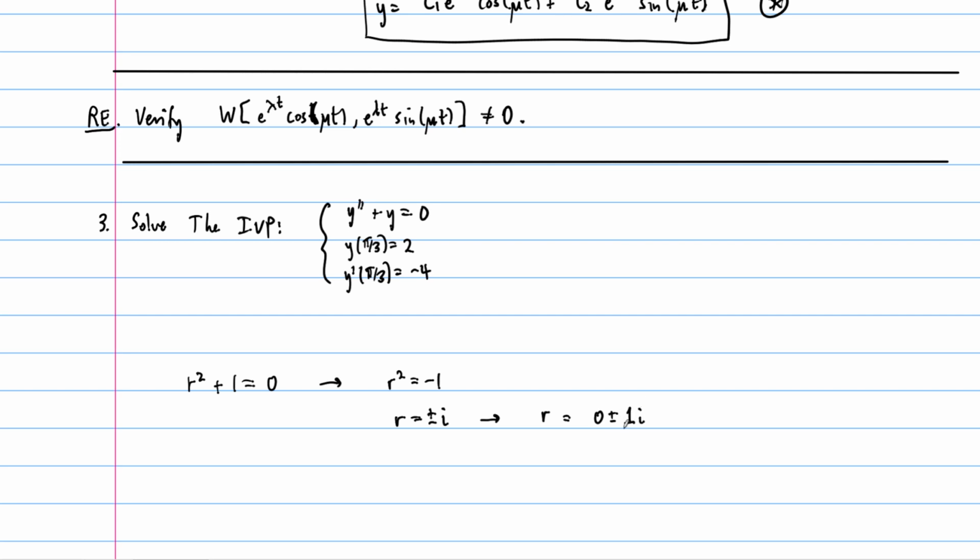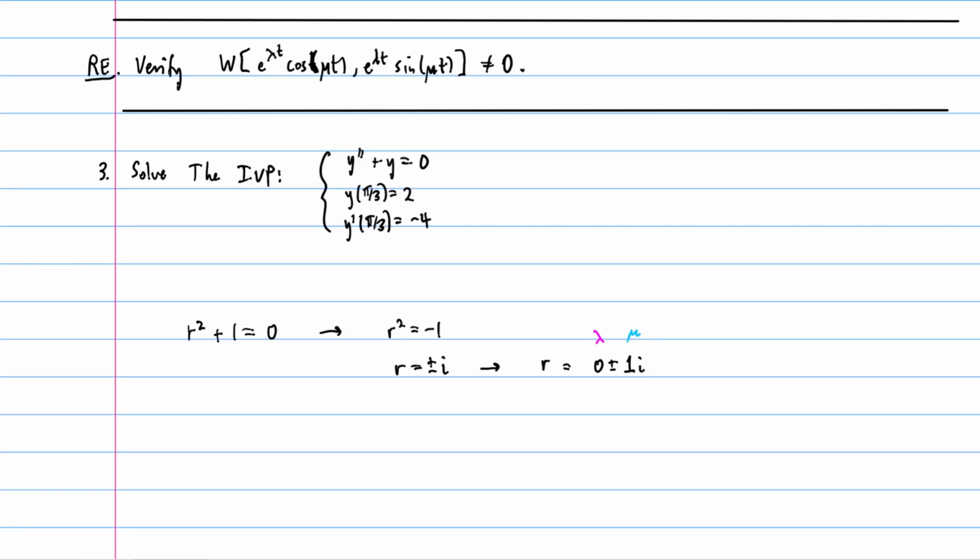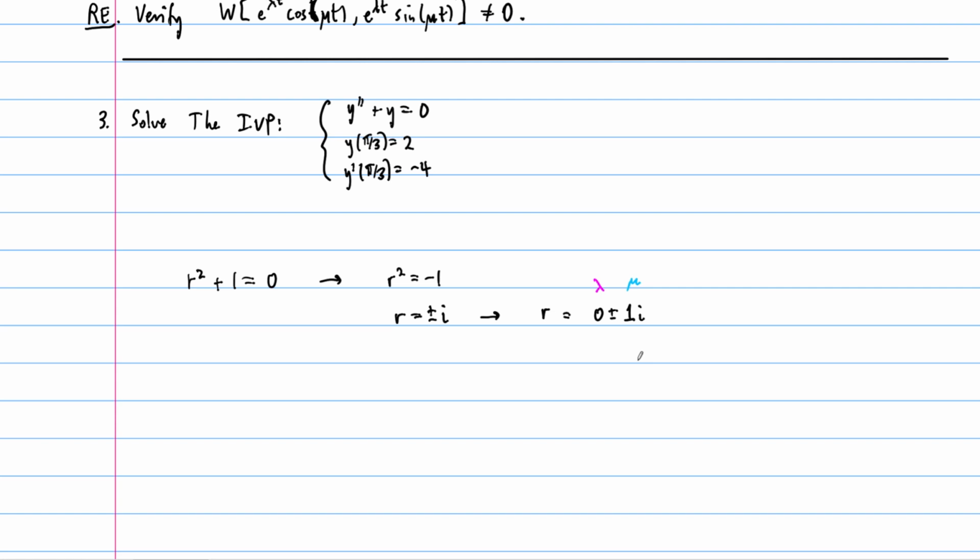You don't have to do this every time, but the point here is that now we're going to break this up into our lambda, which is 0, and our mu, which is 1, right? So we've got complex solutions. They are complex conjugates of each other. i and minus i are complex conjugates of one another. And so our general solution is going to be y equals c1 e to the lambda t cosine of mu t plus c2 e to the lambda t sine of mu t.